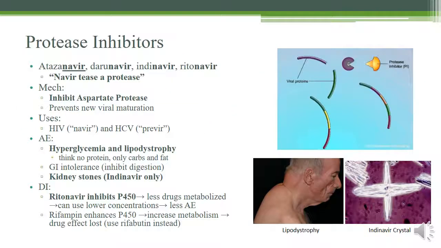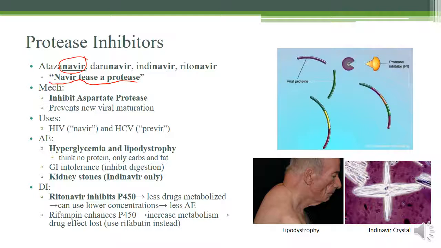All right, let's talk about protease inhibitors. Protease inhibitors are very easy to spot because they all end in -navir. And I just remember the mnemonic "never tease a protease." And the mechanism is pretty simple. It inhibits the aspartate protease, or just protease in general.